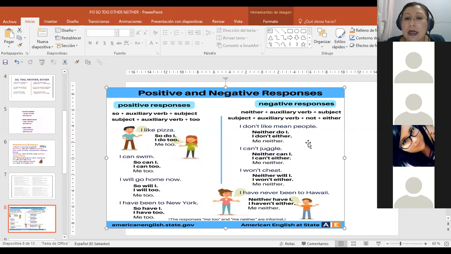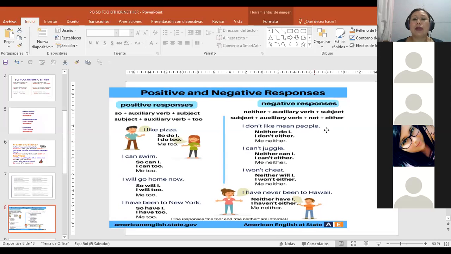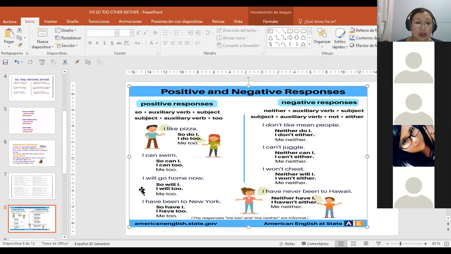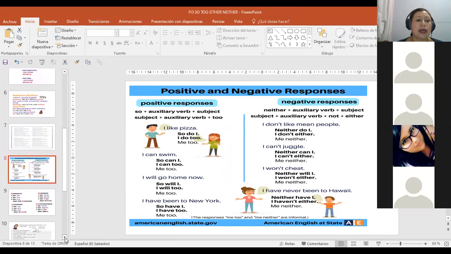Negative responses. Neither plus the auxiliary verb plus the subject. Or subject plus auxiliary verb plus not plus either. I don't like mean people, neither do I. I don't either, me neither. I can't juggle. Neither can I. I can't either. Me neither. I won't cheat. Neither will I. I won't either. Me neither. I have never been to Hawaii. Neither have I. I haven't either. Me neither. Okay, so that's the structure. And some short examples for you to apply in real life.